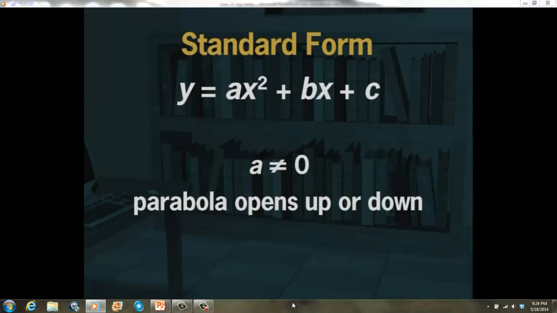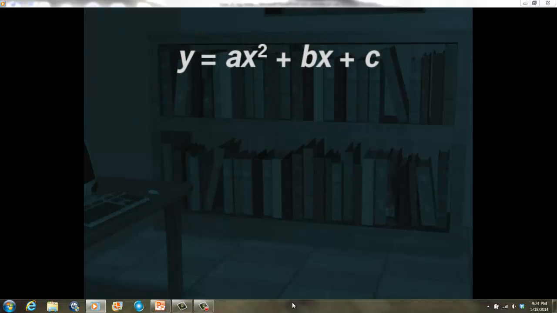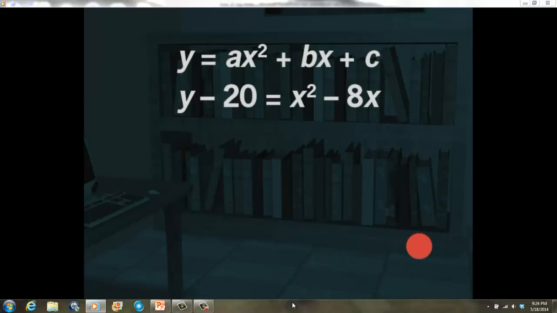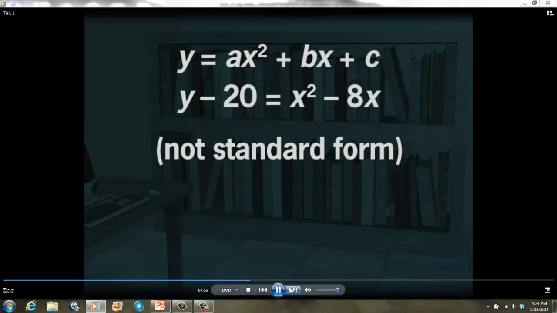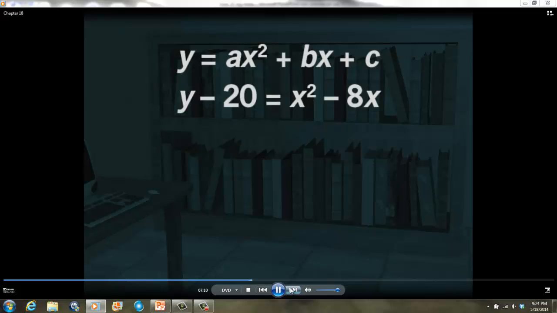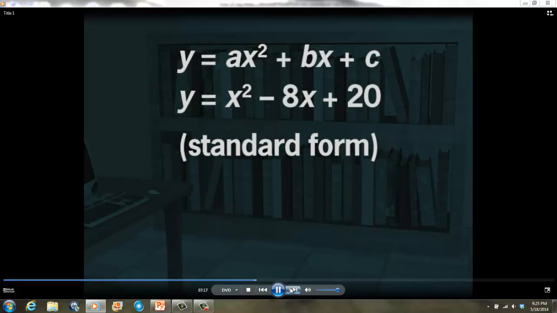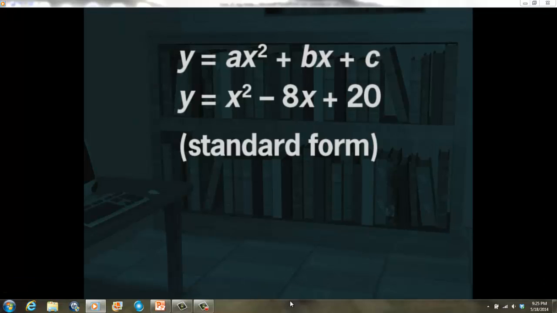Actually, it's going to be easier to draw the parabola if we use standard form. Let's see how it works. Let's graph the equation y minus 20 is equal to x squared minus 8x. That's not in standard form. Well, then put it in standard form. Just add 20 to both sides. Now the equation is in standard form. Y is equal to x squared minus 8x plus 20.